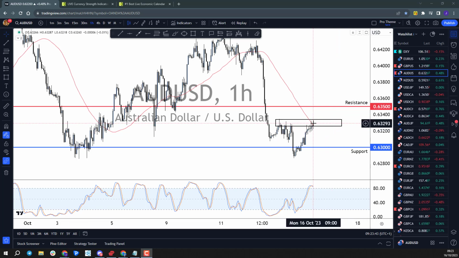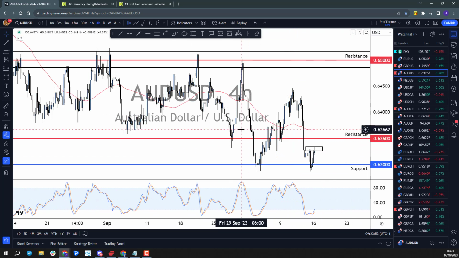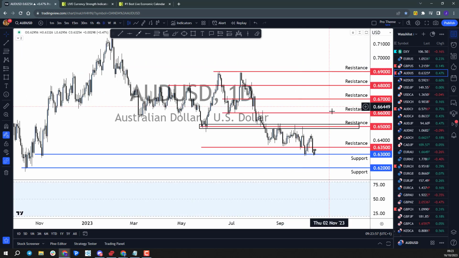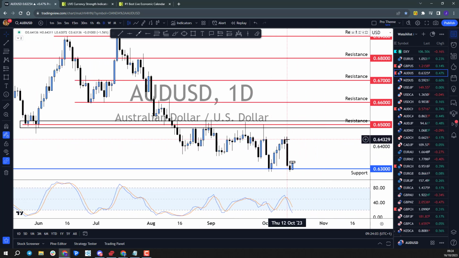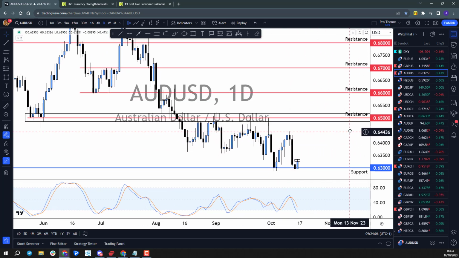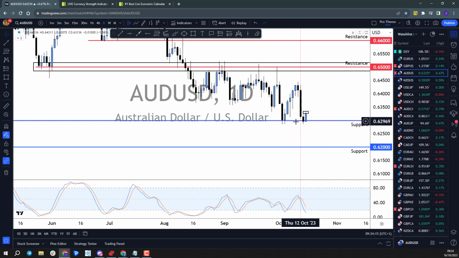That area is 0.6329. 0.6350 is from a previous level of support, which we expected to turn into resistance. It didn't quite do that, so we can probably get rid of that one, to be honest. From a daily chart point of view, the resistance is up here at 64.34. You can see how price can react to previous lows and previous highs. So at the moment, I'd say we're in more of a support area. If we breach 0.63 to the downside, so 62.83 and below, I think that would open the door for a move lower to 0.6200.